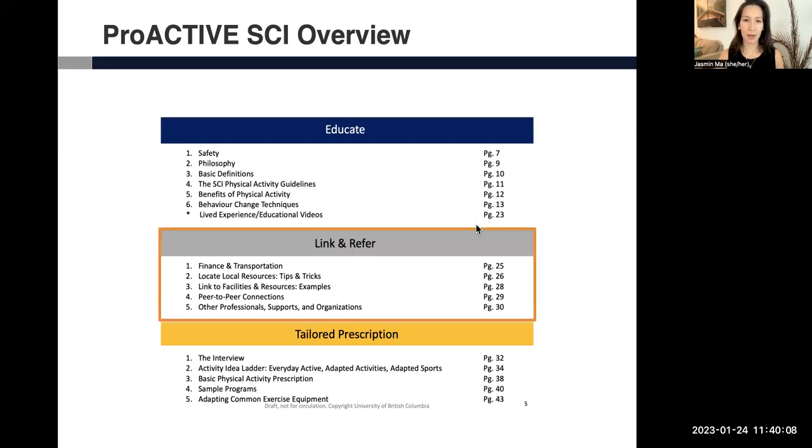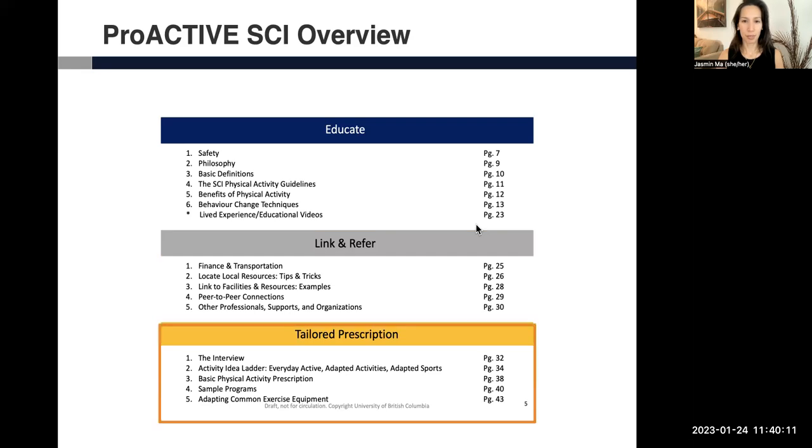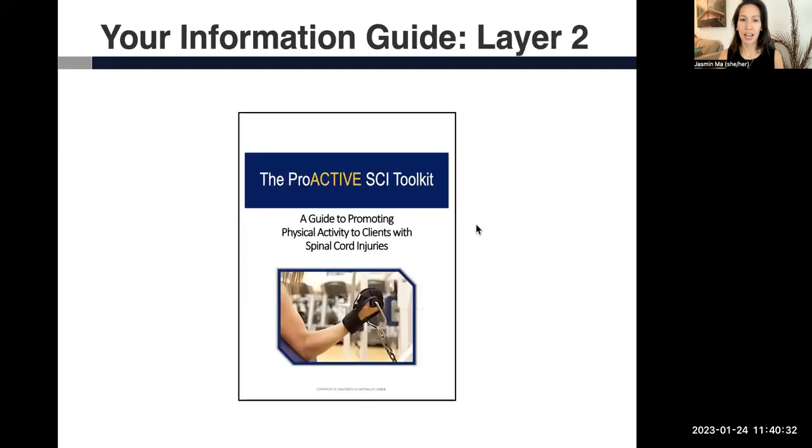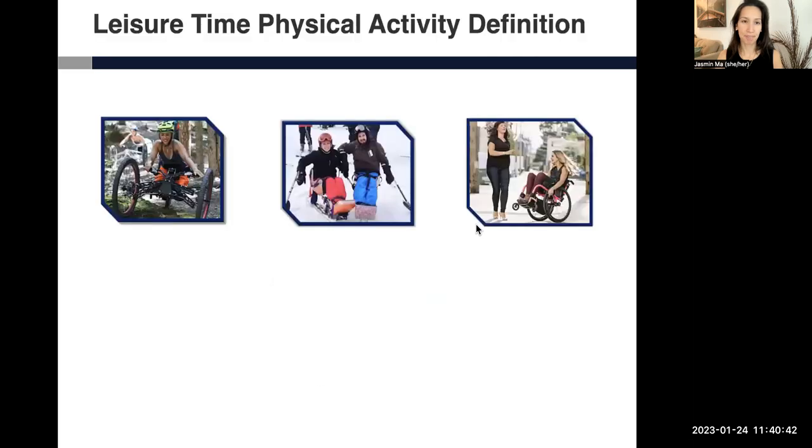So let's start and go through each of these components. But first, recognizing that there's lots of information there, we essentially have two layers to help you think through these different components. The first layer is your physical activity coaching form. This form is used to help guide that physical activity coaching conversation and gives you the high-level overview of each of these components. And then you can use layer 2, which is the full proactive SCI toolkit, if you need more information on how to fill in the blanks within those conversation pieces.